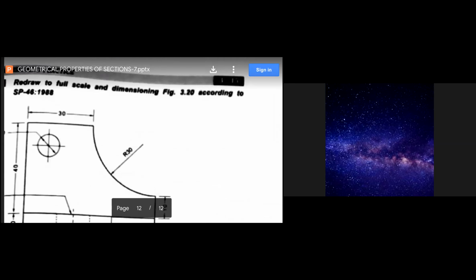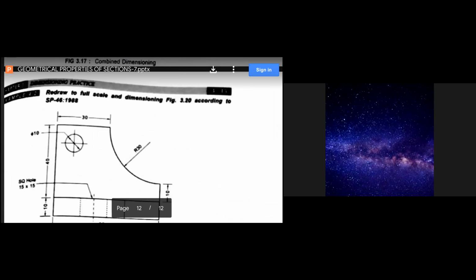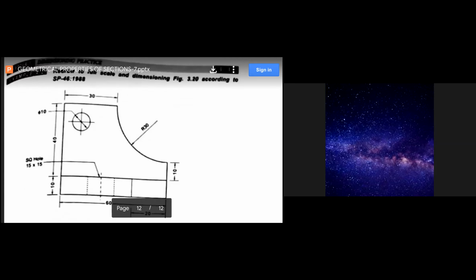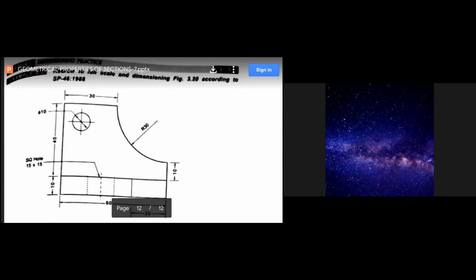See here, a question. Redraw to full scale and dimension it according to the rules, and correct it. So in this figure, you have to redraw the given figure as it is, using the values, and you have to correct it. There are some mistakes in this.